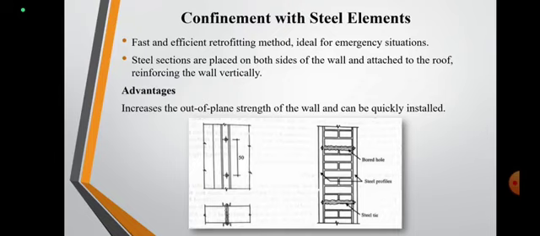Means how we apply it is by using steel sections placed on both sides of the wall and attached to the roof, reinforcing the wall vertically. Advantages: increases the out of plane strength of the wall and can be quickly installed. This is the main advantage, which is quick installation.